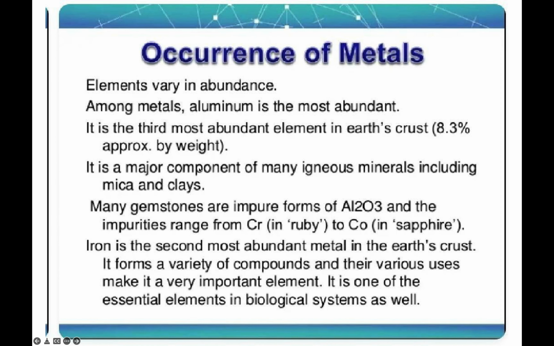Now, how do metals occur in nature? Elements vary in abundance. They are seen everywhere in the Earth's crust. Aluminium is the most abundant among metals. It is the third most abundant element in the Earth's crust, approximately 8.3% by weight. It is a major component of many igneous materials including mica and clays, and also gemstones, which are impure forms of aluminium oxide, Al2O3, with impurities ranging from chromium in ruby to cobalt in sapphire.